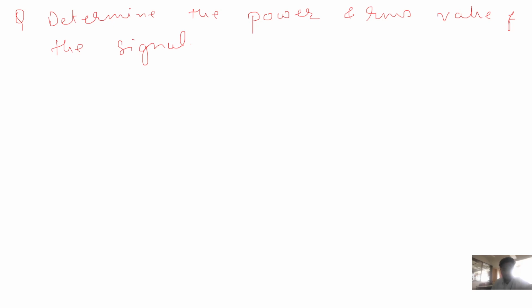Okay, so the question is: determine the power and RMS values of the signal. The first signal is x(t) = A cos(omega 0 t + theta). Okay, so now let's solve this.